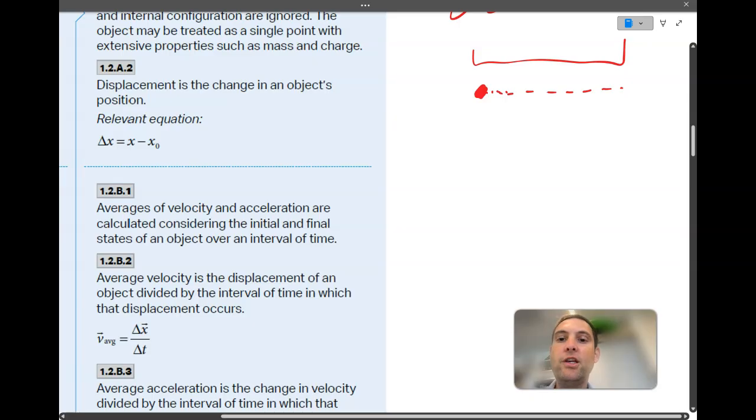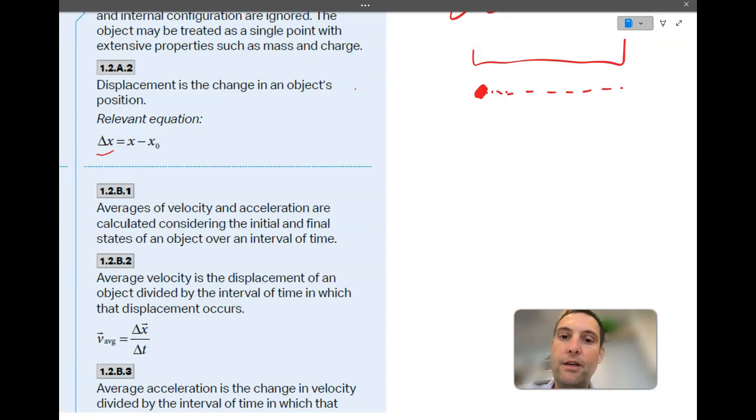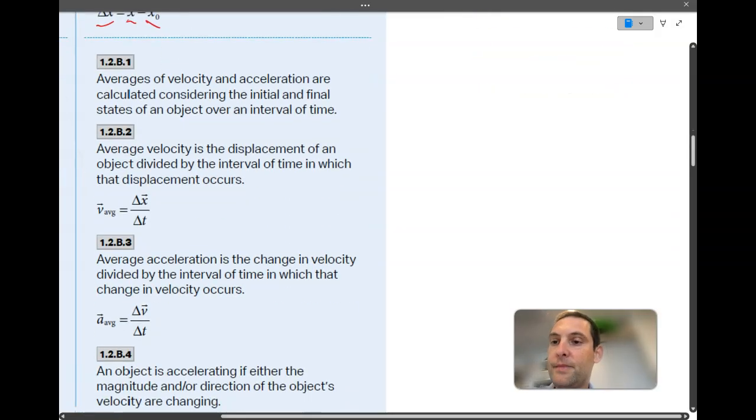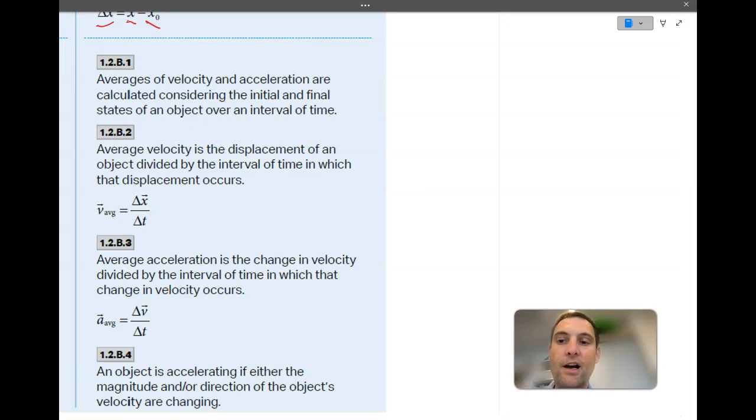Displacement is the change in an object's position. Delta x is displacement, whereas x is distance. Could be position. Final minus initial. That's what delta is. Averages of velocity and acceleration are calculated considering the initial and final states of an object over an interval of time.